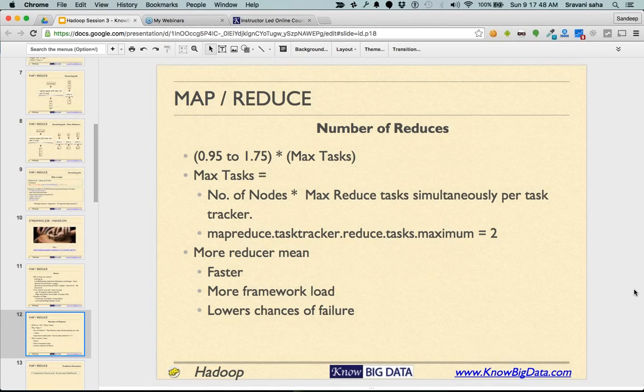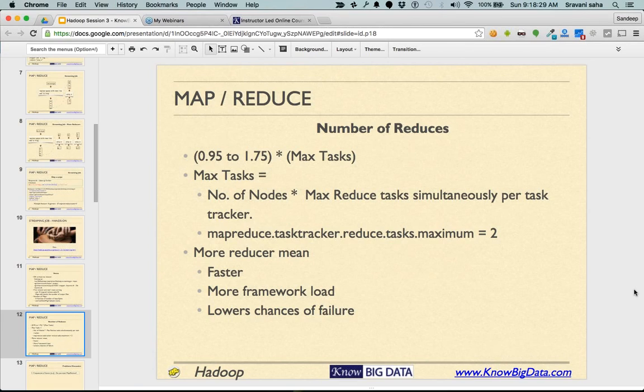If you have one CPU, by default the configuration says you can execute two tasks at a time on a Hadoop node. So you sum up the total number of tasks in your cluster, and then the total number of reducers you would like to execute should be somewhere between 0.95 to 1.75 times the tasks. It's an arbitrary number.